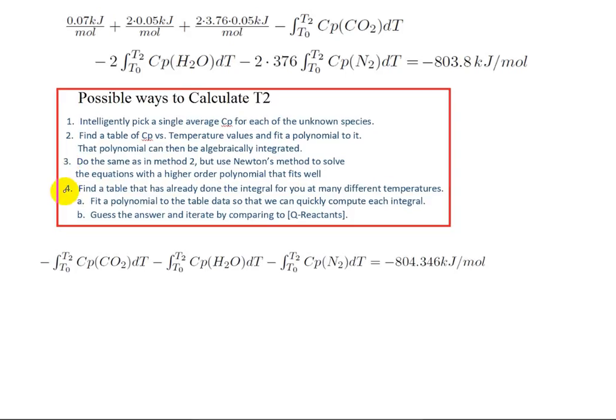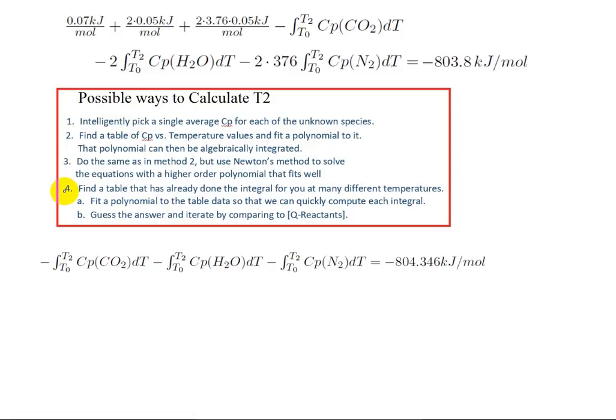Method 4 is the one I'm going to show here. We want to find a table that has already done the integrals for you at many different temperatures. That's the table that we referenced above with carbon dioxide, oxygen, and nitrogen. Then we want to fit a polynomial to the table data so that we can quickly compute each integral.